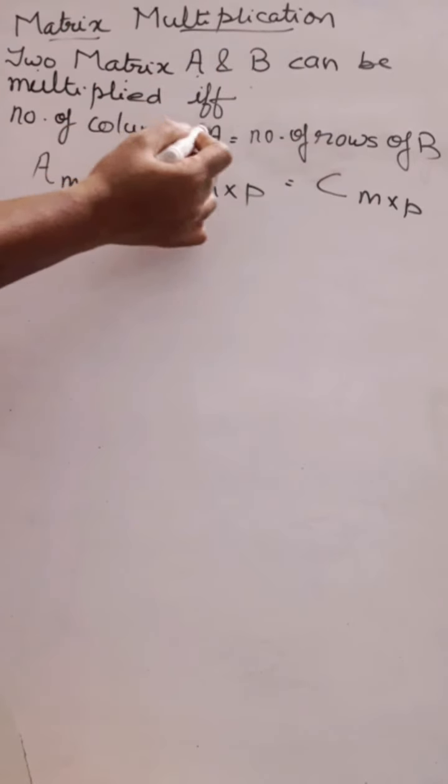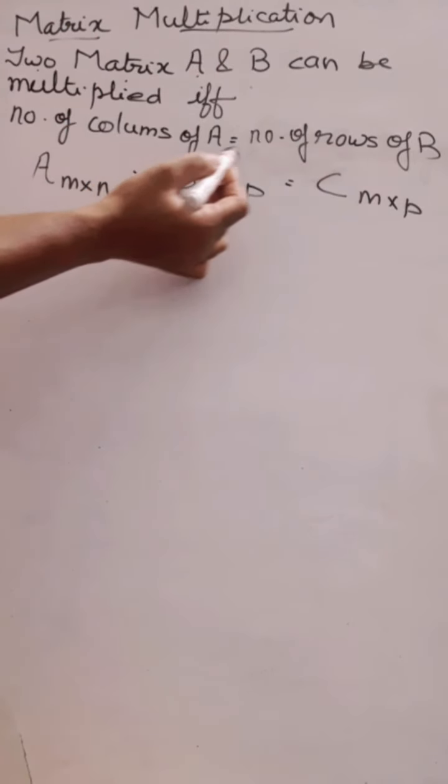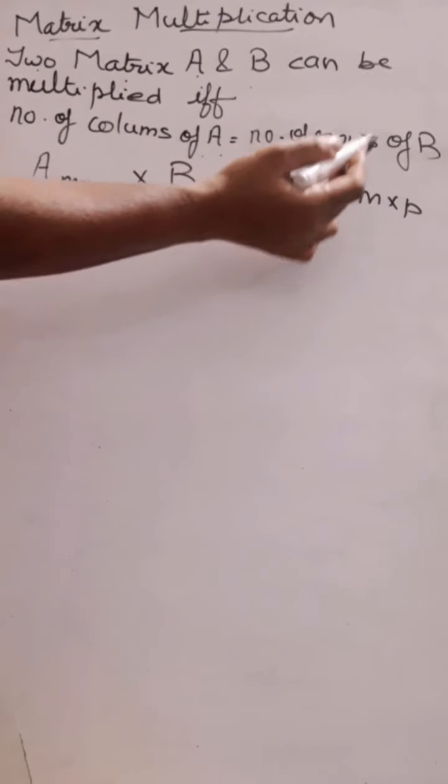Matrix multiplication. Now we are starting. Here we can see we can multiply two matrices A and B if and only if the number of columns of A is equal to the number of rows of B. Two matrices A and B can be multiplied.